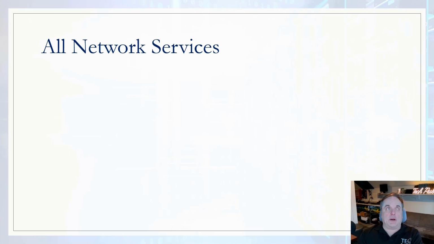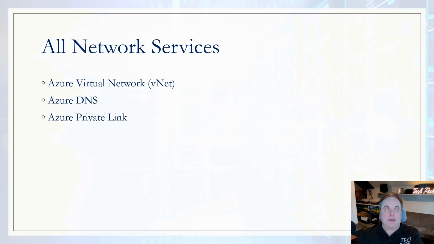Now let's take a look at all those different networking services. We've got the Azure Virtual Network, or VNet, and this is going to create private, isolated networks in the Azure cloud, connecting the Azure resources, as well as the internet and your on-premises networks. Next, we have Azure DNS, and this provides hosting for public and private domain names and resolves domain names into IP addresses. Next, we have Azure Private Link, and this enables secure private connectivity from your virtual network to the Azure platform services without traversing the public network.